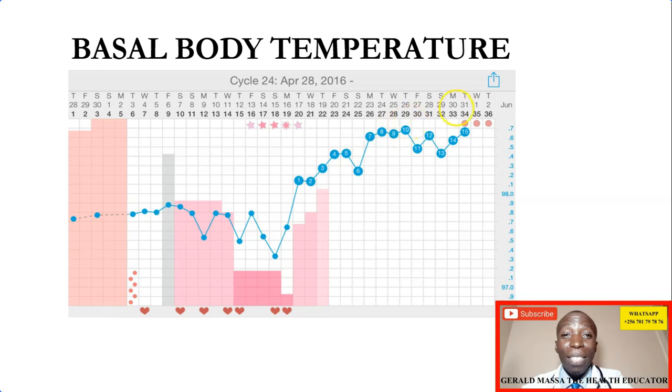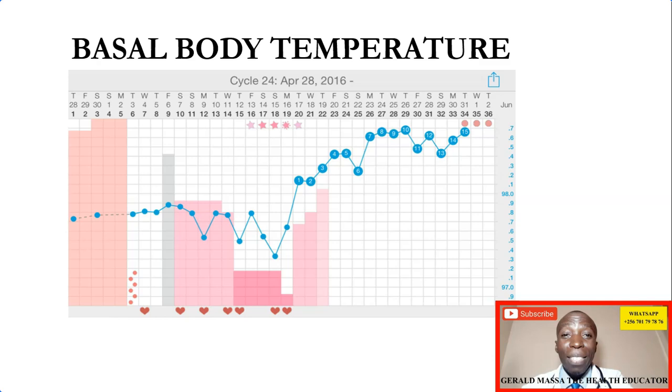But caution has to be taken, because the rise of your body temperature could also indicate a medical illness. It could also indicate a disease. So if you have been experiencing other medical conditions and your body temperature rises, do not sit at home and assume that now you are ovulating. It could be a medical illness. You need to go and see your doctor.